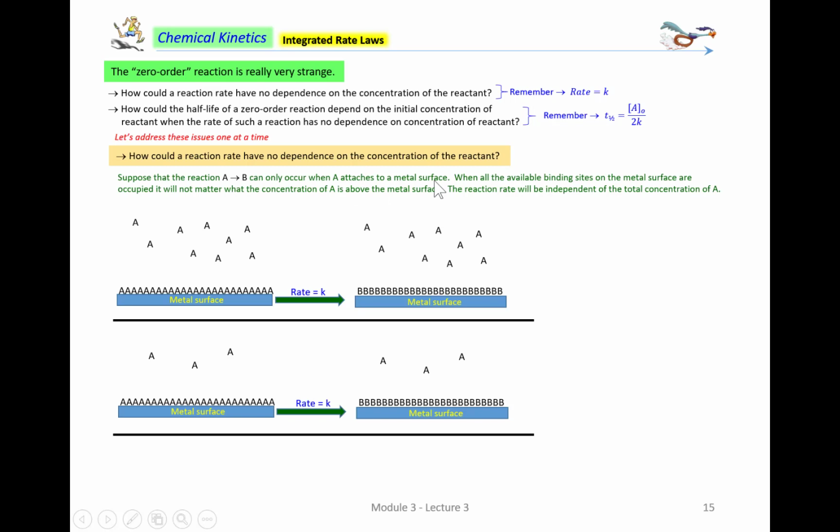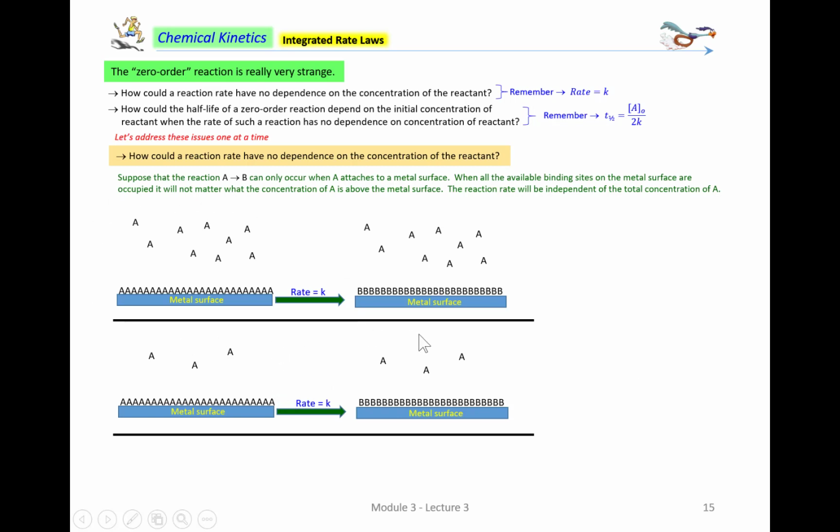When all the available binding sites on the metal surface are occupied, it will not matter what the concentration of A is above the metal surface. The reaction rate will be independent of the total concentration of A. Now, these cartoons here are supposed to help with this. So let's look at the top half of this figure.